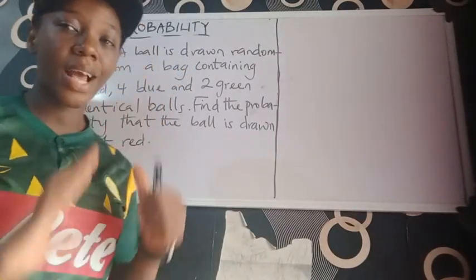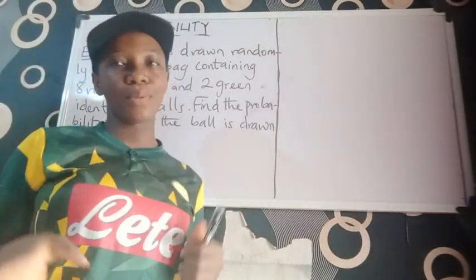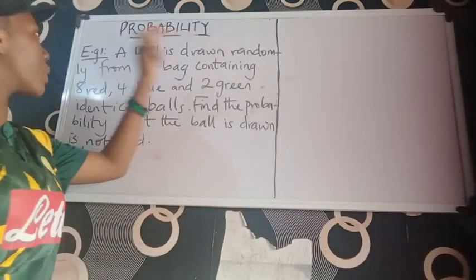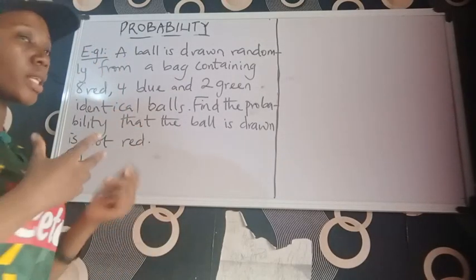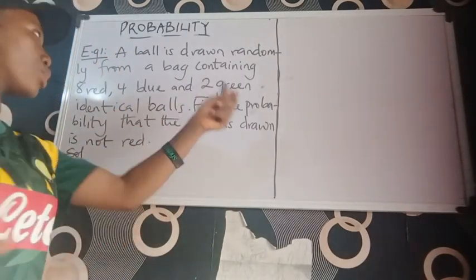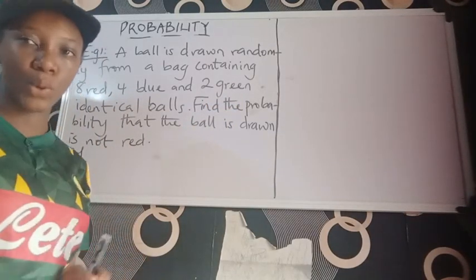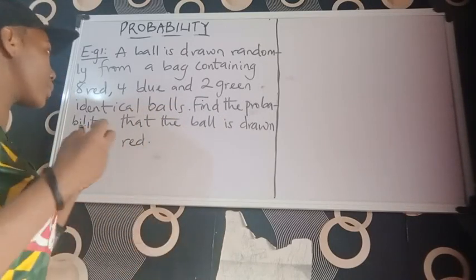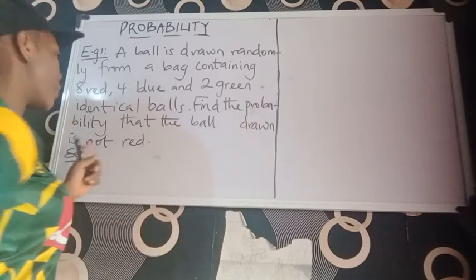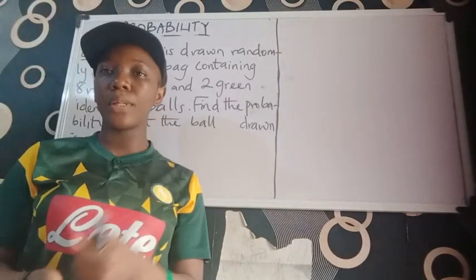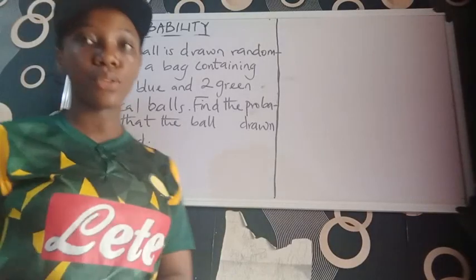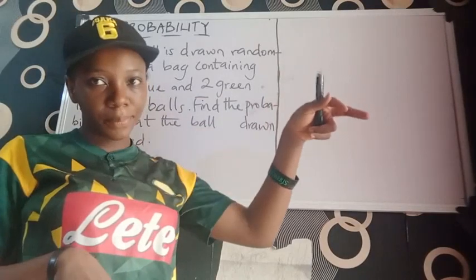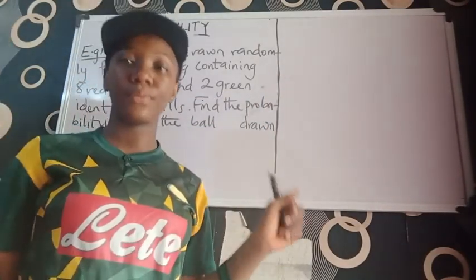So we're going to be looking at examples on probability. We're looking at the first one today. A ball is drawn randomly from a bag containing 8 red, 4 blue, and 2 green identical balls. Find the probability that the ball drawn is not red. And remember, I gave us some formulas on this probability in my previous video.